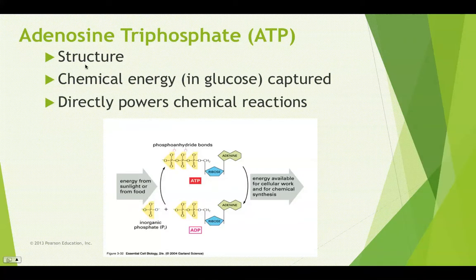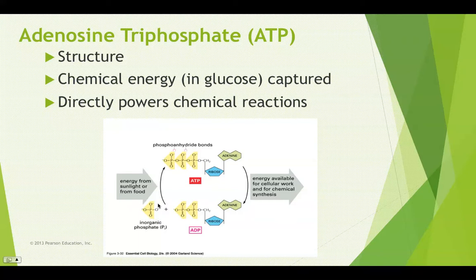ATP is actually adenosine triphosphate. The structure is, it has adenosine, which is formed from adenine, and remember that's a nucleotide, that's why ATP is in the nucleic acid family. This is the molecule in which chemical energy is captured. When glucose is chopped down, ATP molecules are produced, and ATP will then be used in areas of the cells where energy is needed. It directly powers chemical reactions.